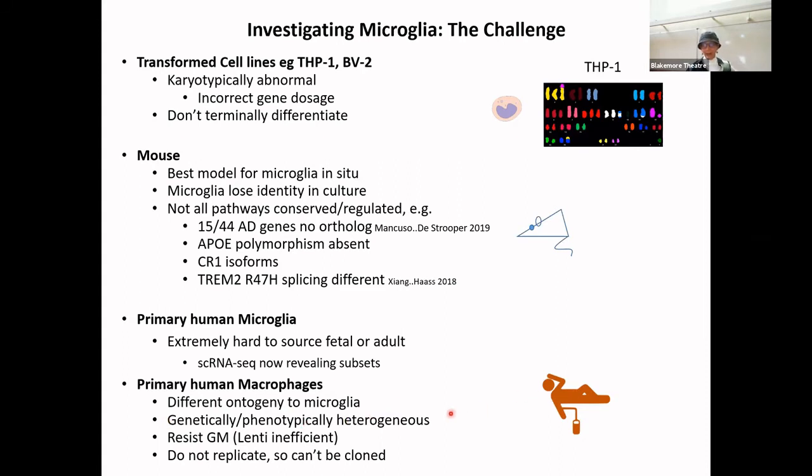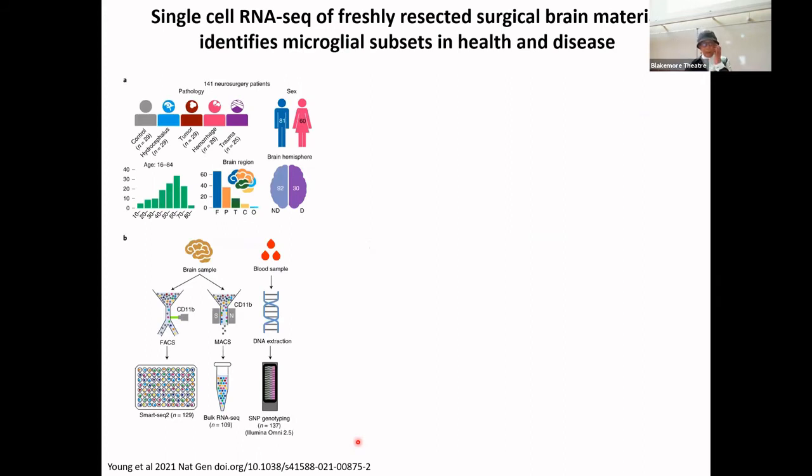Also, if you're taking blood packs, they're different genetically and phenotypically every time that you get a blood pack. So you can't do good repeats of experiments. They can be quite hard to genetically modify, and obviously you've only got that one, you can't clone them, so you don't have an indefinite resource. So there's many problems with modeling microglia, but I'm going to talk a little bit about the RNA-seq approach from actual human brain material and a little bit about iPS cells.